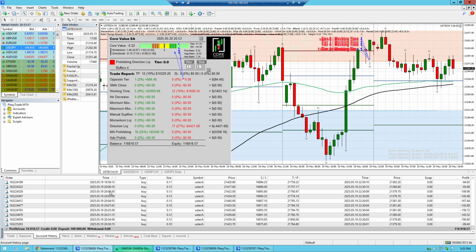Now we entered the trade here around 1956-20. This is server time, and exited at 22:30. As you can see here, all of them exited. 10 trades, all exited due to the working time liquidation.